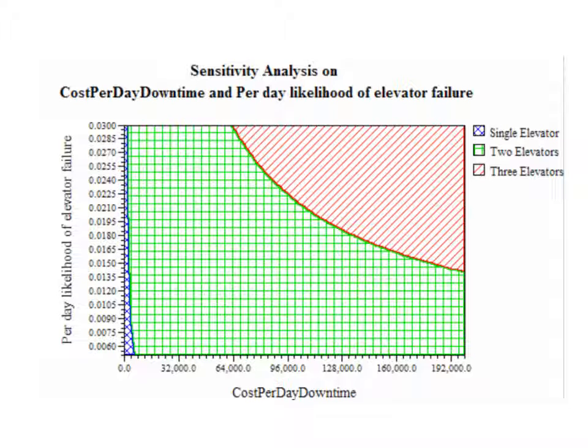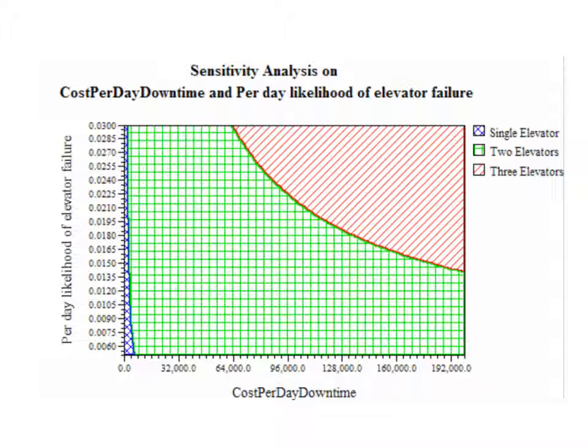So the next step, if we wanted to really challenge some of the assumptions that we're making, there's a couple areas here that are worth paying attention to. The first is the assumptions that we're making about the probability of failure of a single elevator. We could be wrong about that.